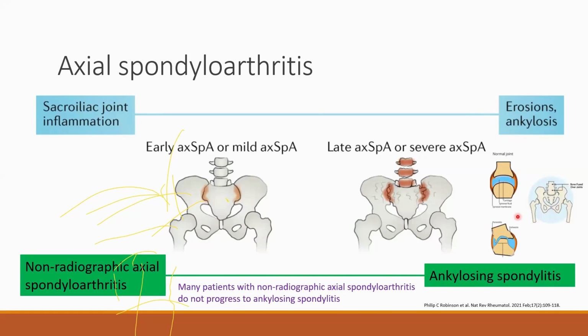And then this again is the diagram which was shown earlier, where there's a fusion of the vertebrae in the spine and the sacroiliac joints.